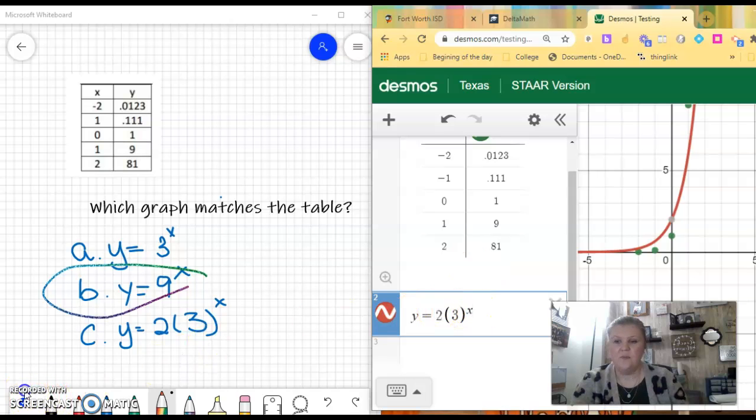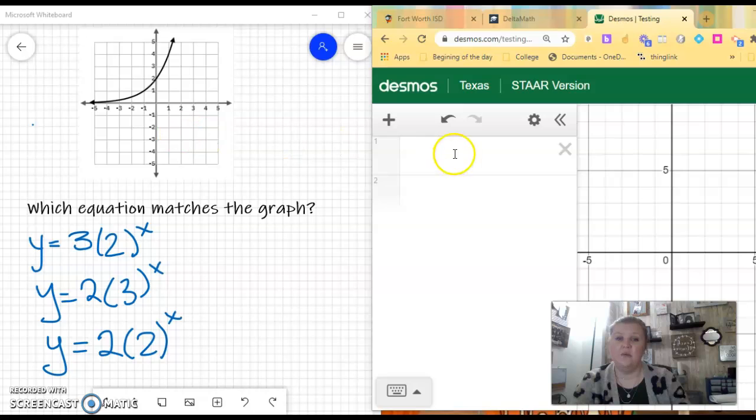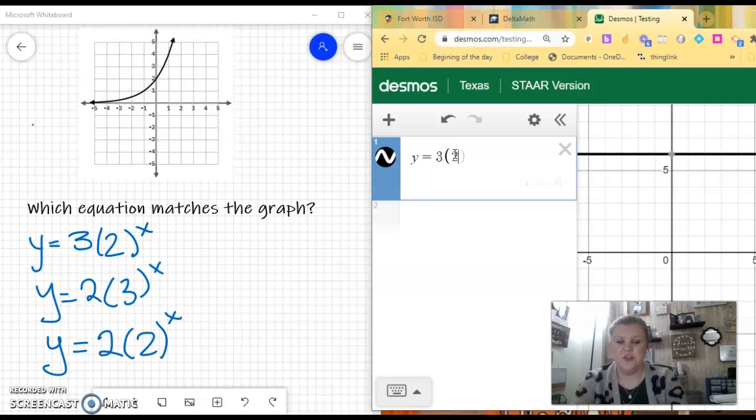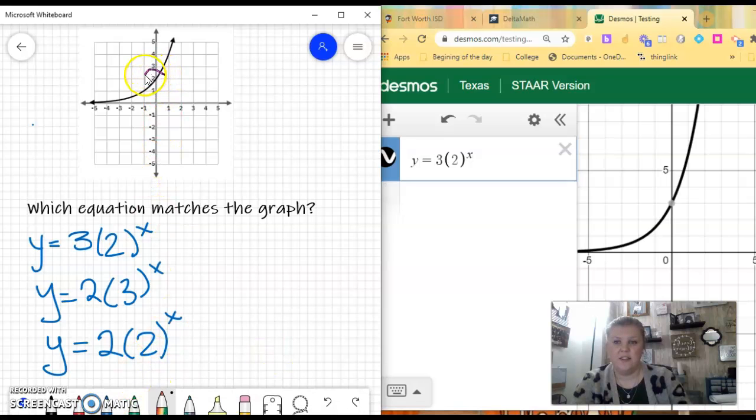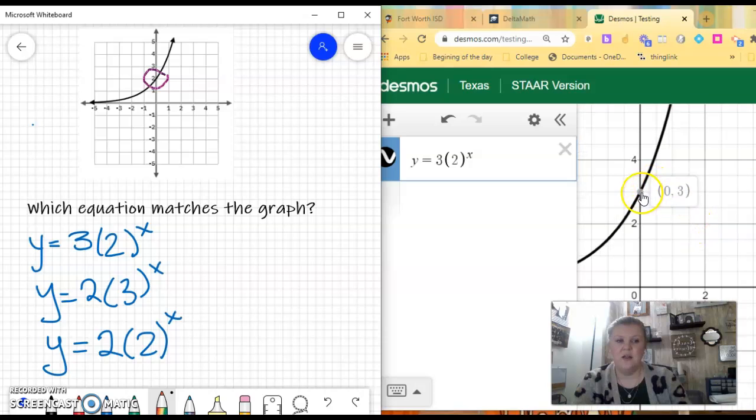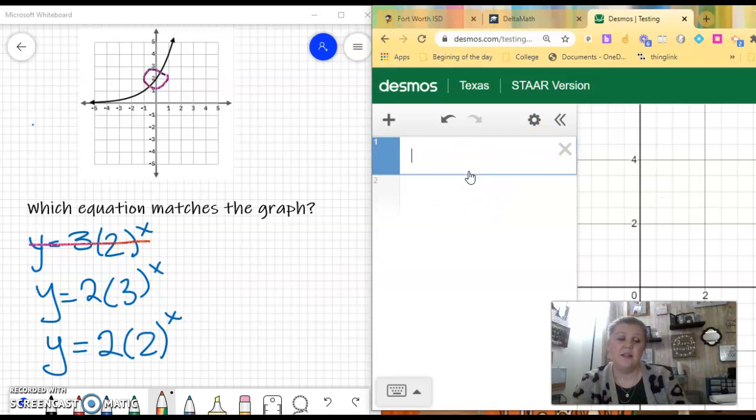Okay, now what do we do if we're given a graph? Well, it's the same thing. I'm going to go ahead and graph my answer choices. So I have y equals 3 times 2 to the power of x. Now, I want to check two things. I always check the y-intercept. The y-intercept in this case is 2. If I zoom in, my y-intercept is 3, so I automatically know that that's not going to be the correct answer. They might look the same, but you always want to check that y-intercept and another point.